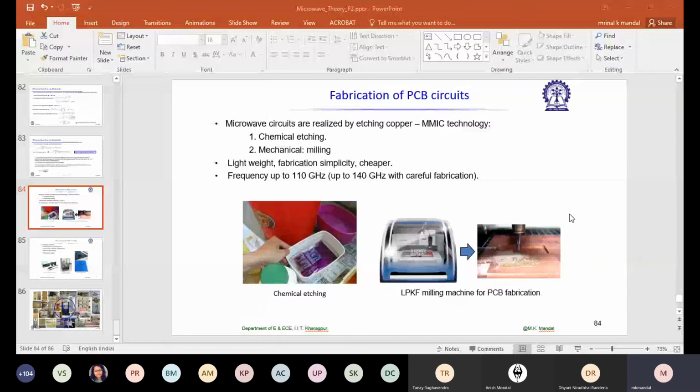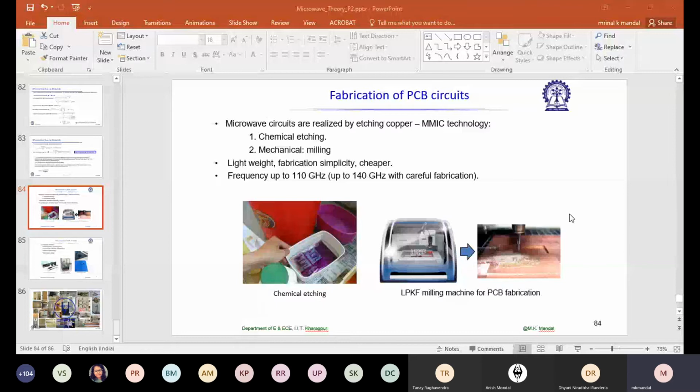And what are the steps typically used for chemical etching? If you did it in your home, the same steps apply here also. Simply a laser printer. We have this facility in our lab. We take a transparent sheet and print your circuit at 1:1 scale on that transparent sheet. By using any standard laser printer, which we use with the computer, you can do it.